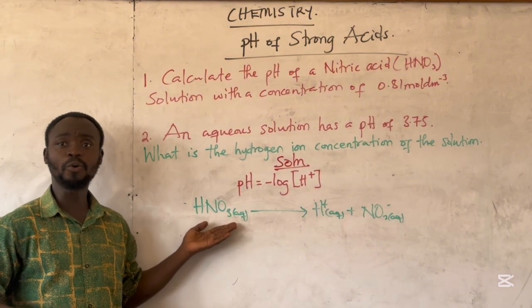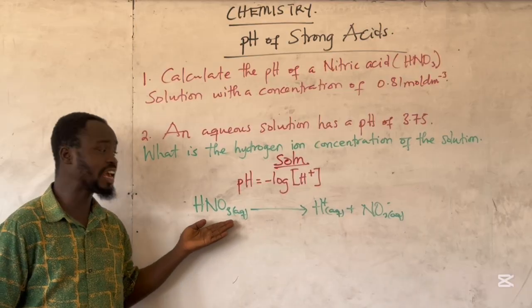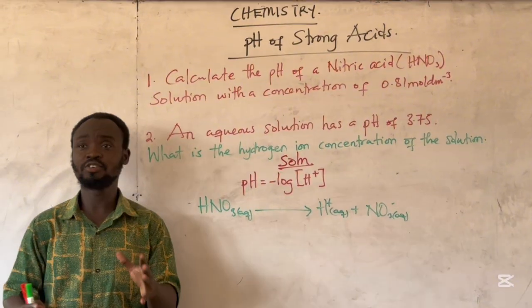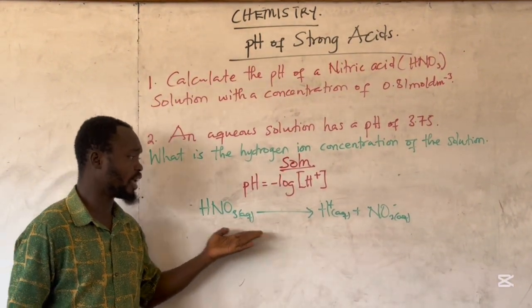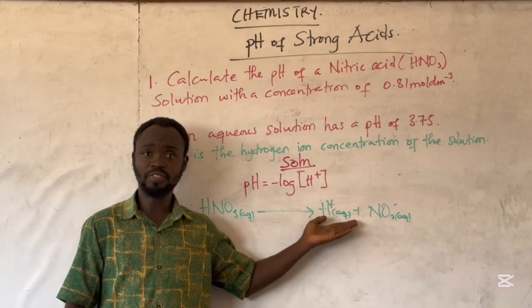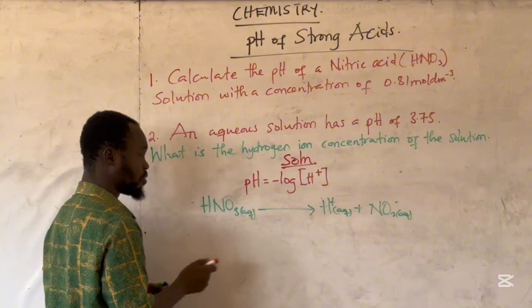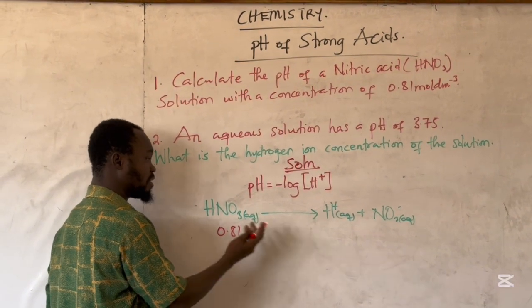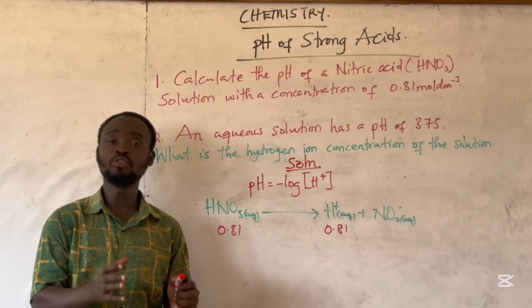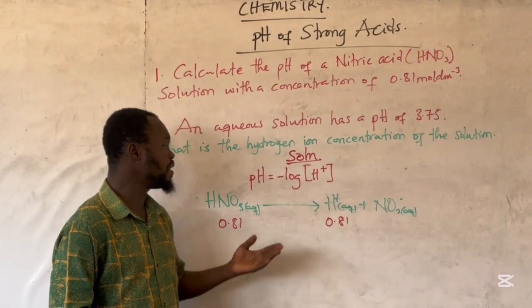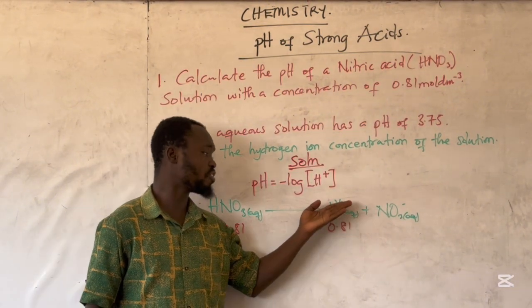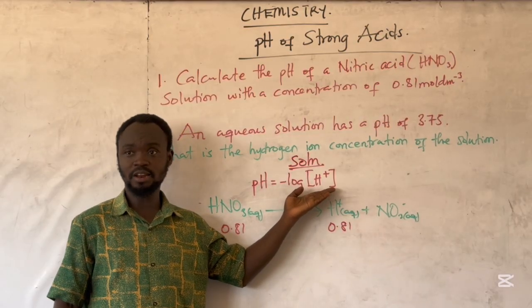Now, this is a monoprotic acid. And I said that for monoprotic acids, the concentration of the acid is the same as the concentration of the H plus. Again, you can equally use the mole ratio ideology. The ratio between the HNO3 and the H plus is 1:1. So if the concentration of the HNO3 is 0.81, it means that the concentration of the H plus will also be 0.81 moles per dm cube. So I can easily get the concentration of the H plus that will be needed in the formula for the pH calculation.